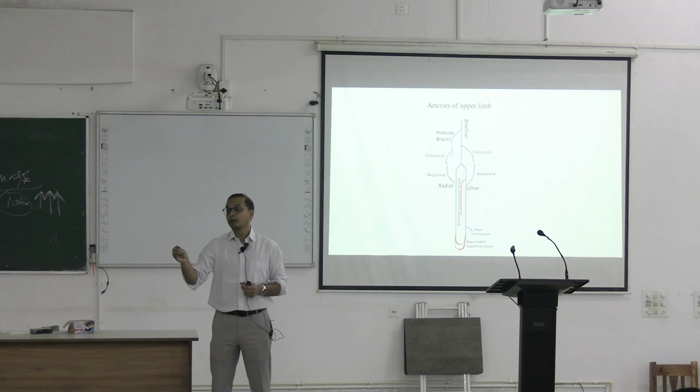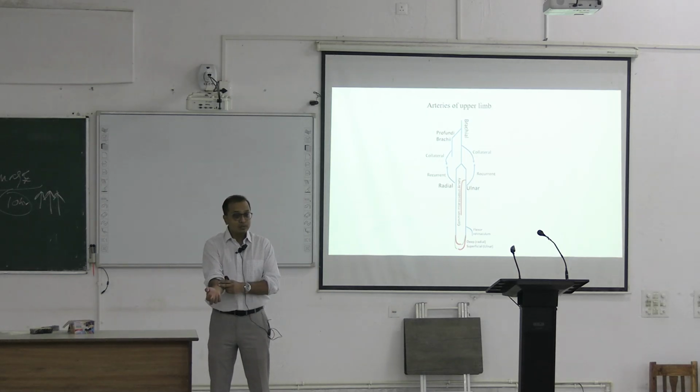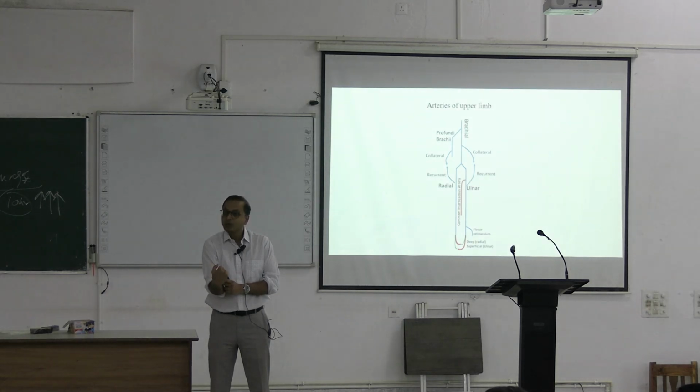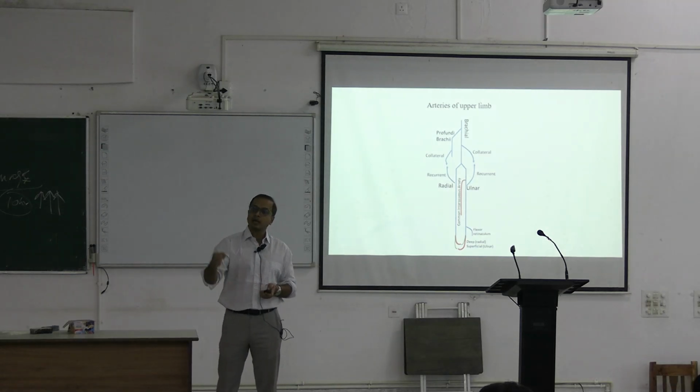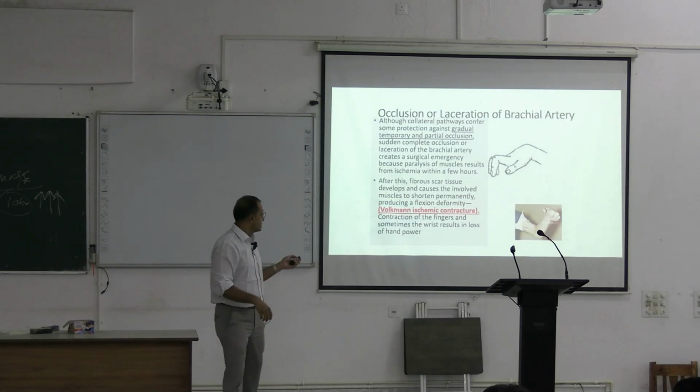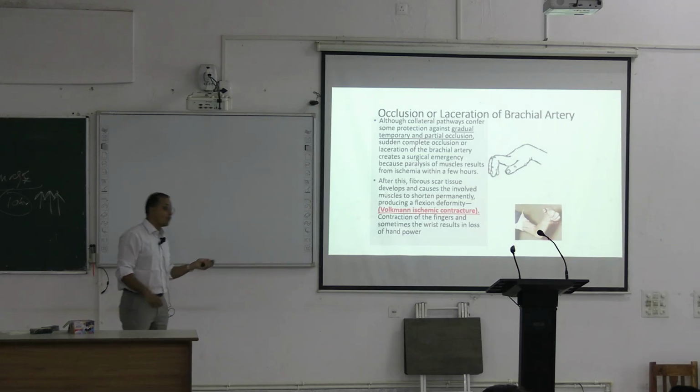So, we call this condition ischemic muscular injury. And if strings of collagen fibers replace the muscle fiber, they are going to shrink and the arm is going to bend. This was described by a physician known as Volkmann.